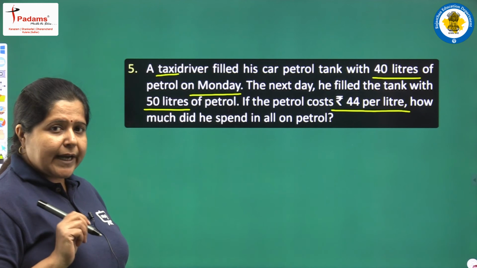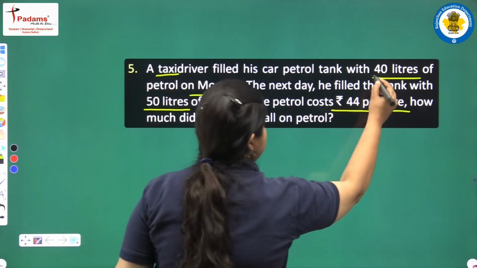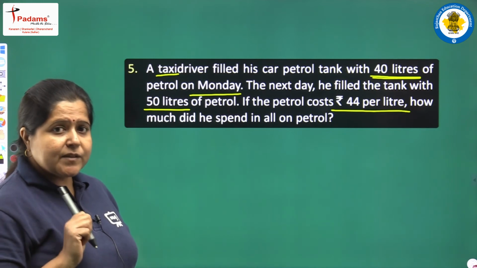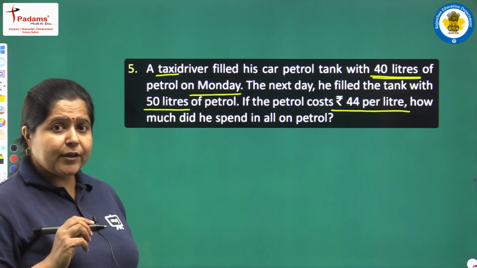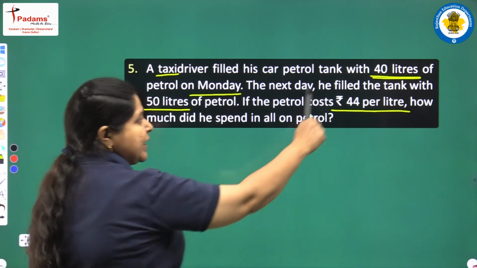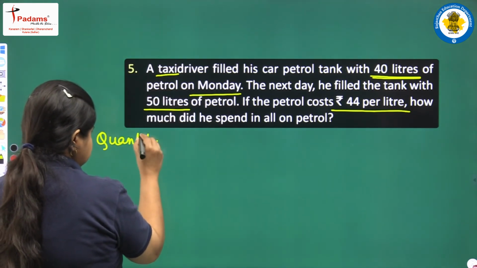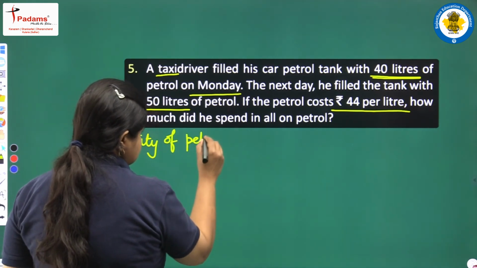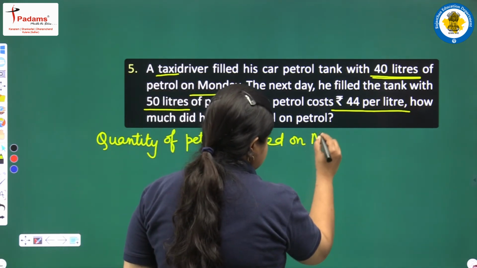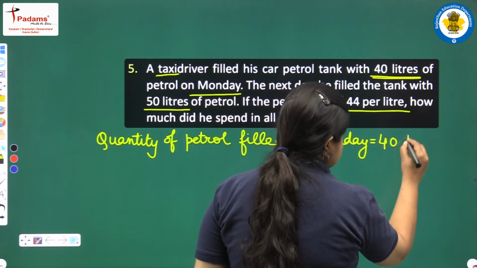So first we need to write the information that has been given. On Monday, how much petrol was filled? 40 liters. Now while writing the statement also, you should be cautious, since petrol is not a countable item. So we cannot write it in this way, that number of petrol filled on Monday. It's the volume given. So we will write quantity of petrol filled on Monday. It is how much? 40 liters.